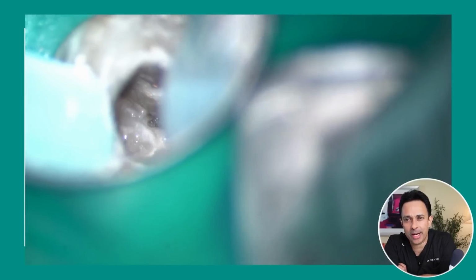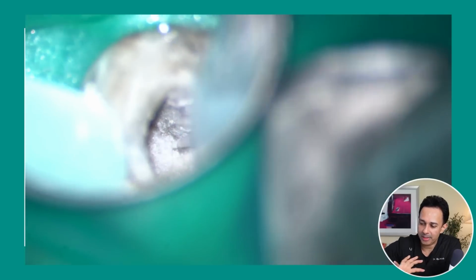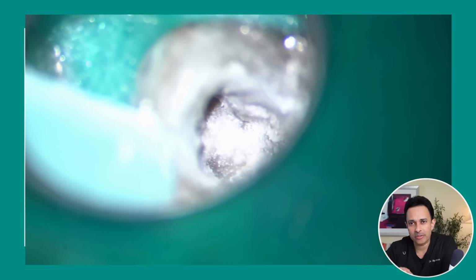And we prefer to cut dry whenever possible. So you can see here, we're cutting dry and then just moving that wall mesially. You can see super fast, very efficient. And so that's why I prefer a burr.